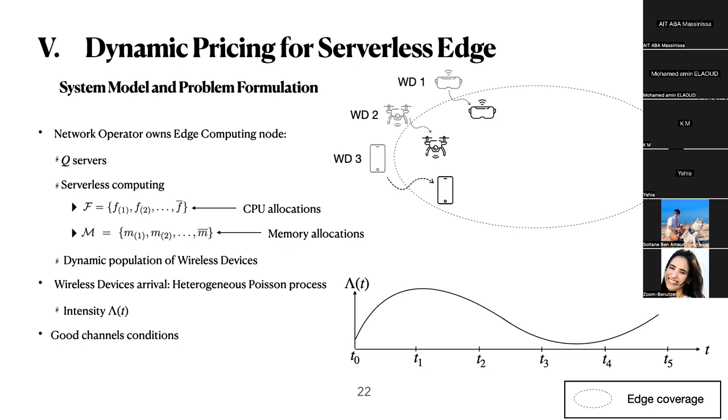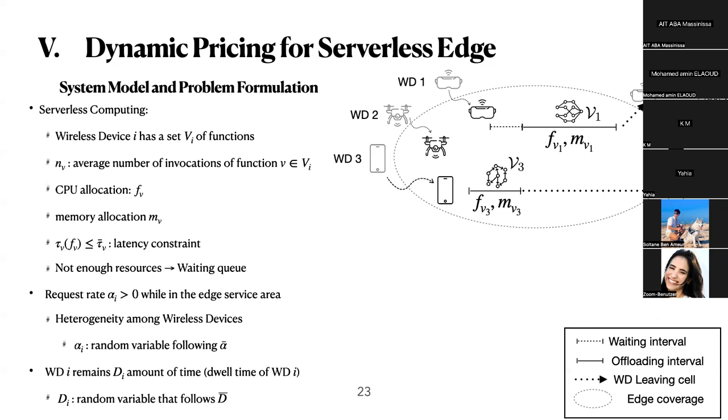We assume a dynamic population of wireless devices held by the end users. These wireless devices arrive following a heterogeneous Poisson process whose intensity depends on time, lambda t. We also assume good channel conditions, so we do not consider the latency caused by sending packets.